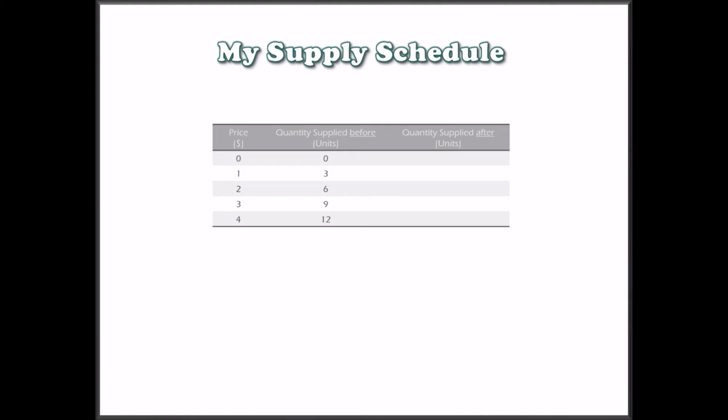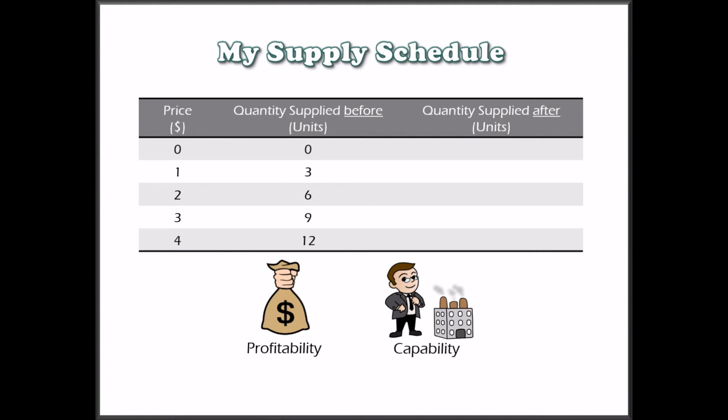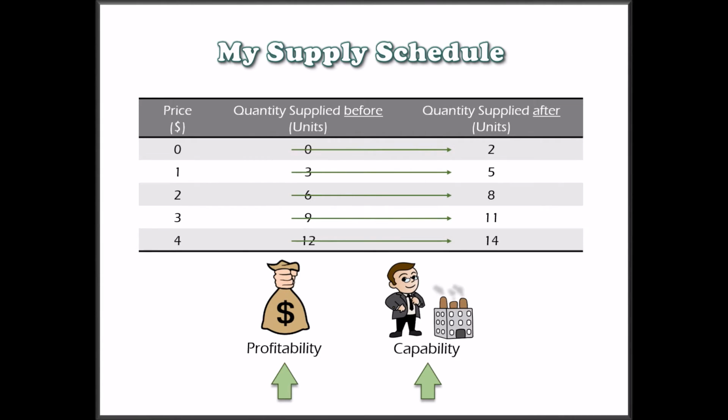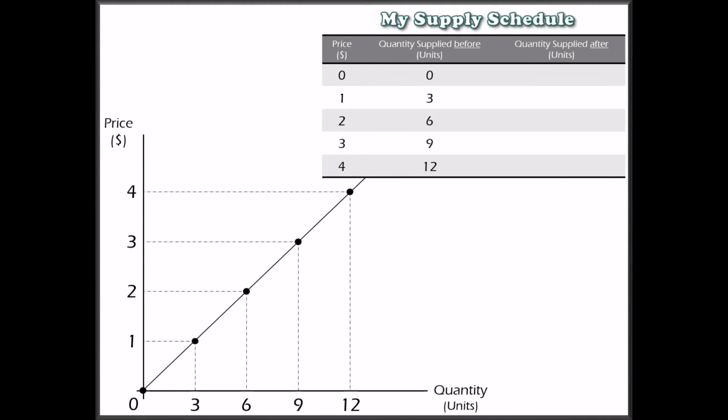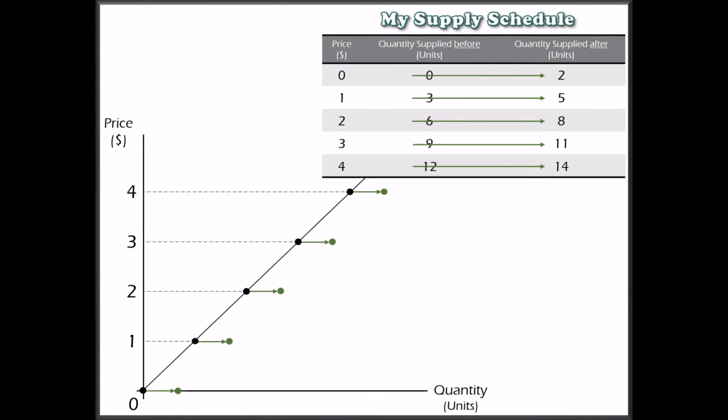An increase in supply would arise if an economic event were to increase the profitability of selling a product or increase my capability to produce it. This may lead to the following schedule. Again, keep in mind that my quantity supplied has changed for all the prices shown here. We can again show the shift by first drawing the initial supply curve. We then draw the new points and link them to find the new curve. Note that a shift of the supply to the right is called an increase in supply.